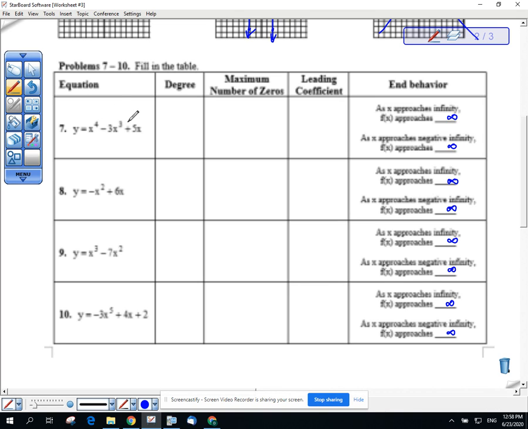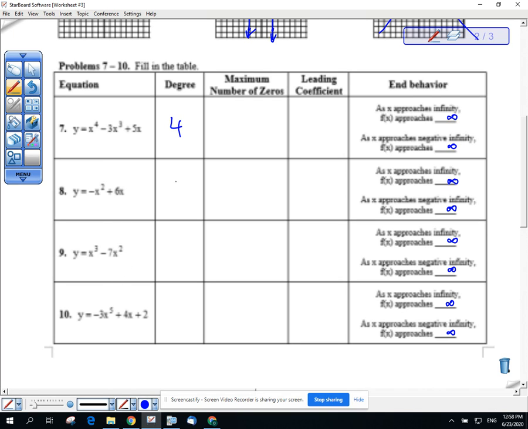Though this is a cubic function and this is a linear function, we don't look at that. We only look at the highest degreed term, and that identifies what the degree of the function is. And this is a 4th degreed function. This one would be 2, this one would be 3, and this one would be 5. Let's go ahead and fill that in.